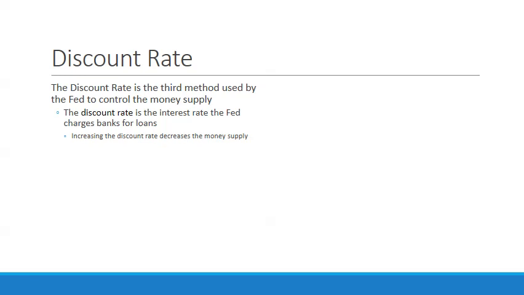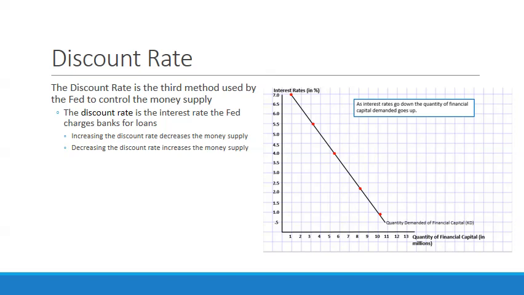So increasing the discount rate decreases the money supply. By increasing the interest rate, this decreases the money supply. By decreasing the discount rate, it increases the money supply. And we can see that here. This is the same line graph we did with households, but the same essential fact applies here. As interest rates go down, the quantity of financial capital demanded goes up. So if the Fed wanted to increase the money supply, one thing they could do is lower the discount rate. That would increase the amount of financial capital that banks are borrowing and thus loaning out to other people.